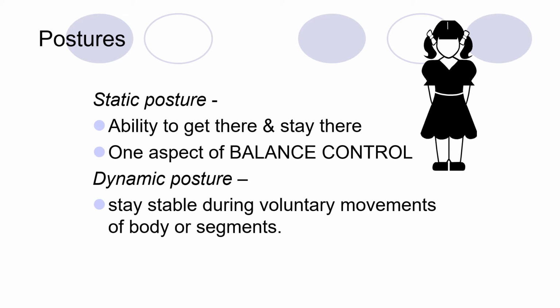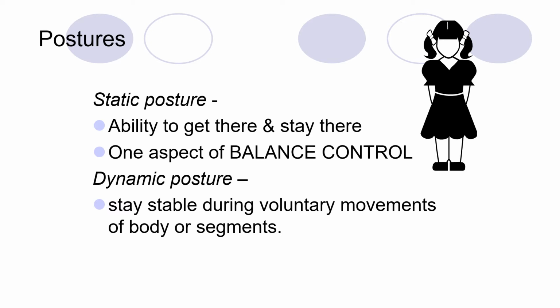When we talk about postures, there are usually two types of postures that we talk about. One is static posture, and the other is dynamic posture. Static posture is when we adopt a certain body position and then try to stay in that position. For example, if we were to stand still, this is a static posture, and our lower limb and trunk muscles will be making small adjustments to maintain this position and ensure that our balance is controlled.